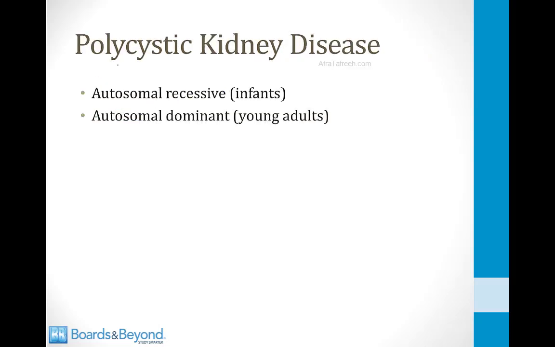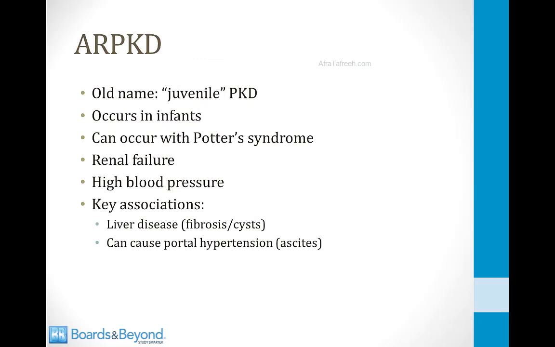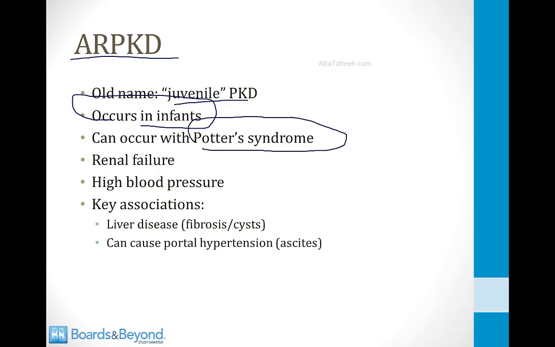So next we'll talk about the polycystic kidney diseases, which are very high yield for your boards. And there's two forms, the autosomal recessive form, which occurs in infants, and the autosomal dominant form, which presents in young adults. So autosomal recessive polycystic kidney disease is abbreviated ARPKD, and its old name was juvenile PKD, which helps you remember that it occurs in infants. If both kidneys are affected, you can get Potter syndrome, like I described before. And the biggest problem among children who have this condition is that they get renal failure and high blood pressure.